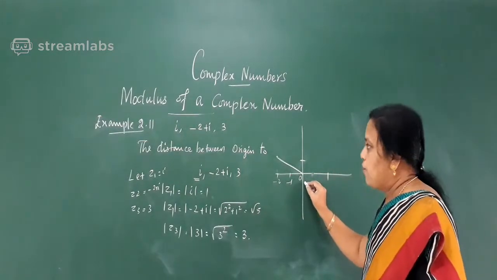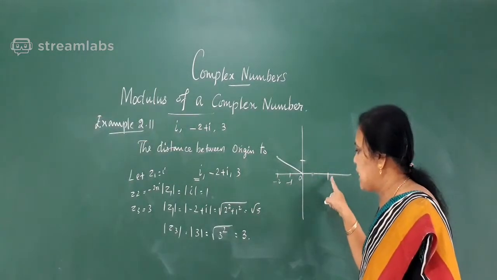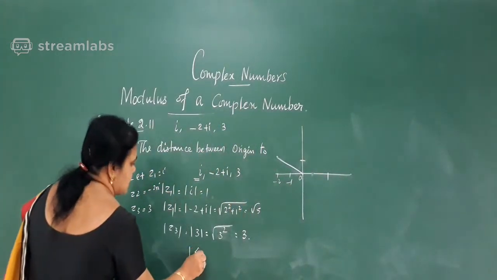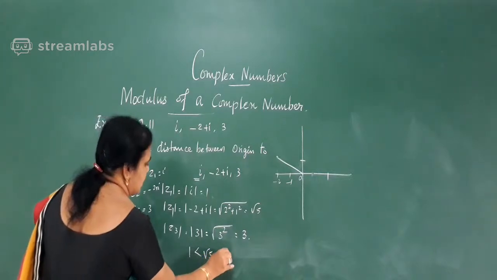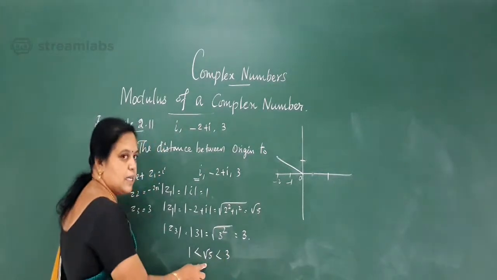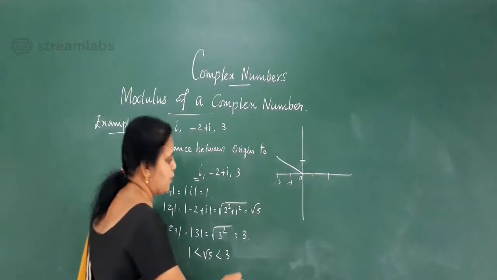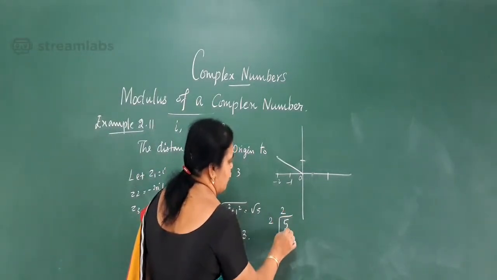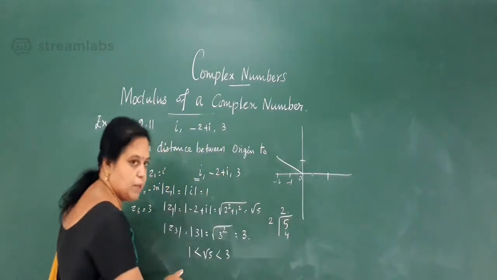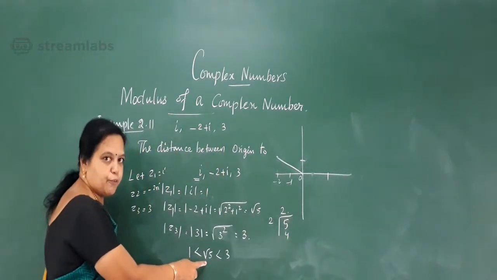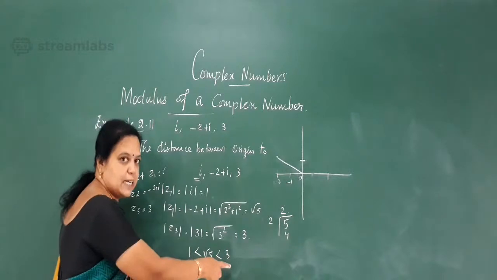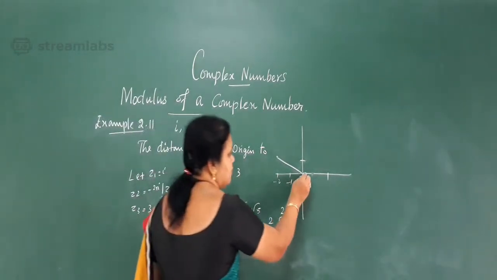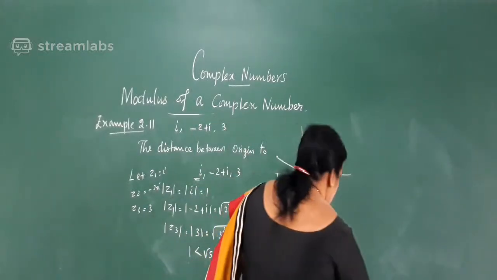Which one is farthest from this origin? This 3. Why? Because 1 is less than root 5, which is less than 3. 1 is less than root 5. If you find the root value of 5, 2 2s are 4, so 2 point something it is coming. 1 is less than 2.4, 2 point something is less than 3. So this is the farthest point from the origin. Okay.